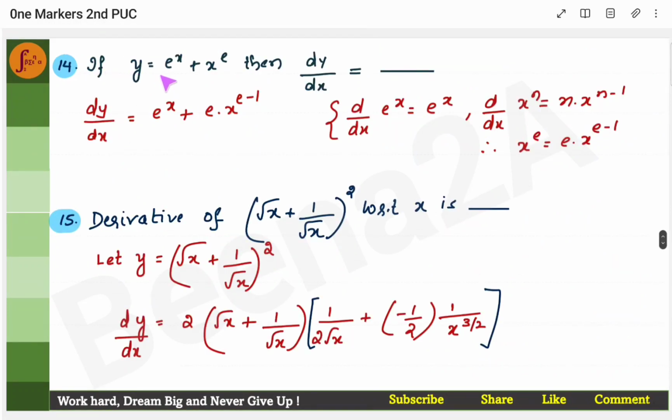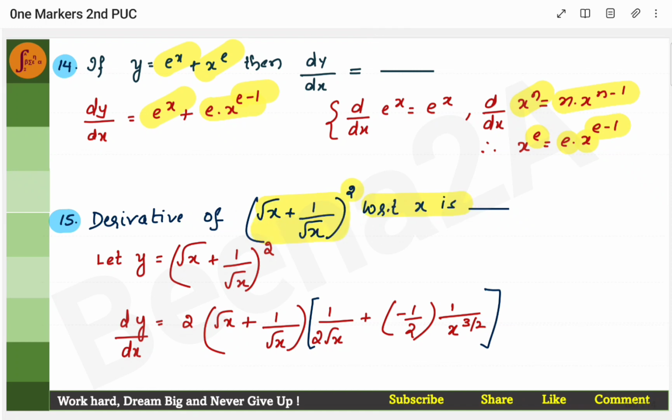Next one, if y is equal to e to the power x plus x to the power e, then dy by dx is, so differentiate this entire expression. Derivative of e to the power x is e to the power x itself, and derivative of x to the power e, use this formula. x to the power n is equal to n into x to the power n minus 1. Instead of n, we have e, so it will be e into x to the power e minus 1.